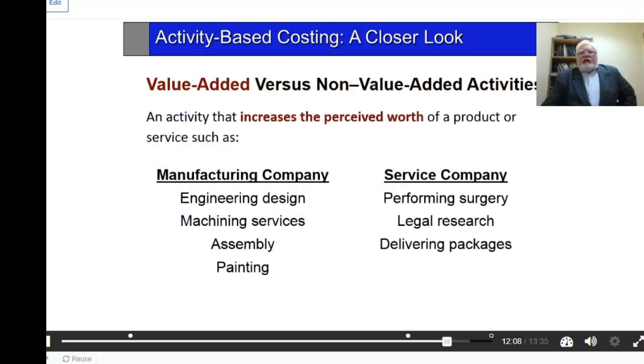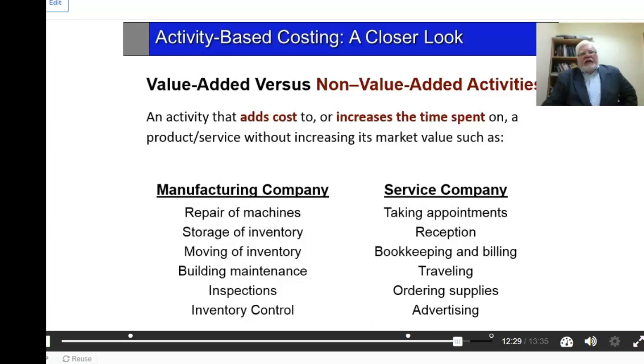Now, here are some of the value-added activities in a manufacturing company. Of course, design, machining services, assembly, painting. Those are the kind of activities that, if you reduce them significantly, there would be an impact on the quality of your product. On the other hand, the non-value-added, repairing of machines, that's necessary, but it's a non-value-added activity. Storage of inventory, moving of inventory. These are areas in which management can focus to reduce the cost.